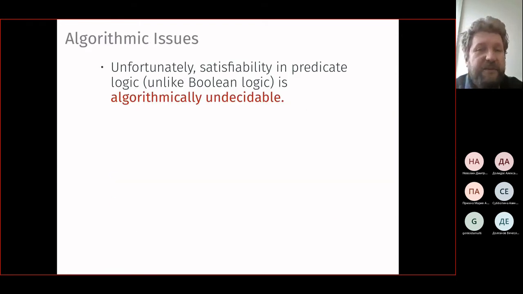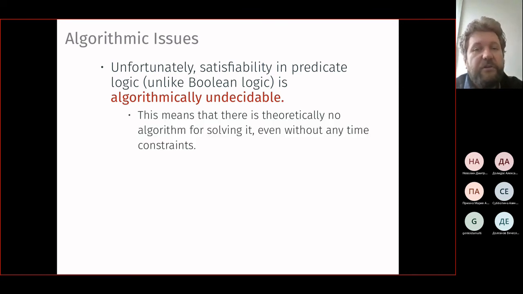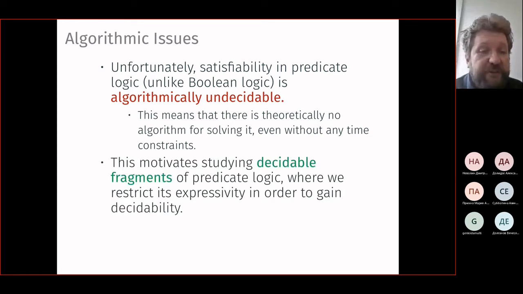And unfortunately, the satisfiability in first order logic and predicate logic is algorithmically undecidable. This means that there is not even a theoretical algorithm for solving it. Without any time constraints, it's undecidable. We will not go into detail. You have to take a logic course to know that, but it's one of the classic results. There is a lot of studying of decidable fragments of predicate logic, where we restrict our expressivity in order to gain again decidability.